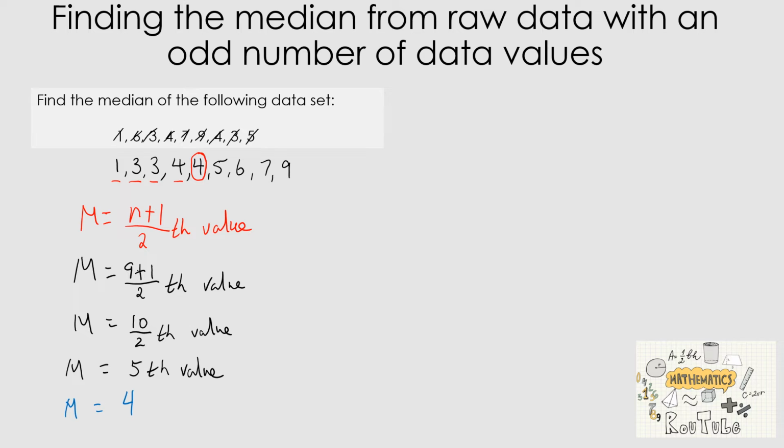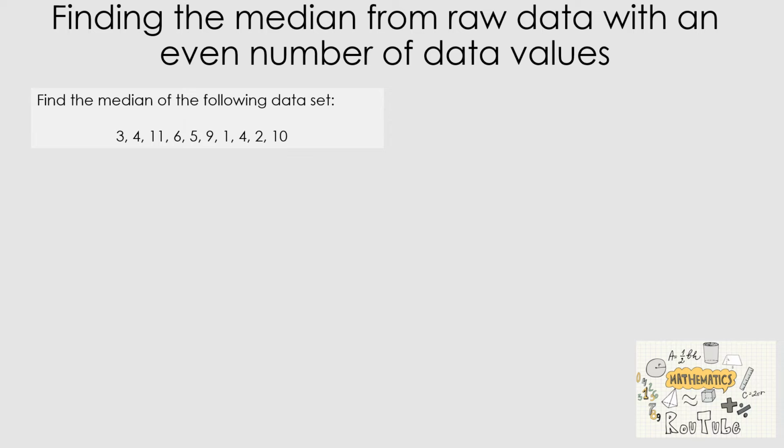Like I said in the intro to the video, a lot of people would stop and say the median's 5 because it's at the 5th value. Well, that's incorrect. Remember, that formula tells you where the median is, not what the median is. So you find the position of the median, you go to that value, and then you record that value once you have the values in order. So the median of this data set is 4.